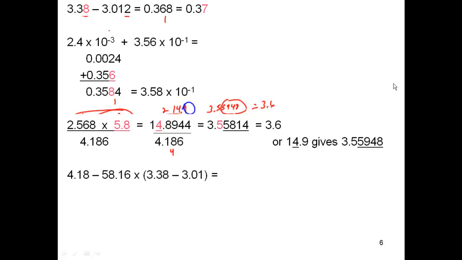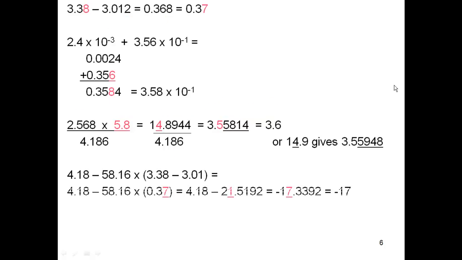Okay, let's look at this one. 4.18 minus 58.16 times parentheses 3.38 minus 3.01. By order of arithmetic rules, we're going to have to do the parentheses first. So we'll do that calculation. Both of them are to the hundredths place, so my answer should be to the hundredths place. That gives me 4.18 minus 58.16 times 0.37.